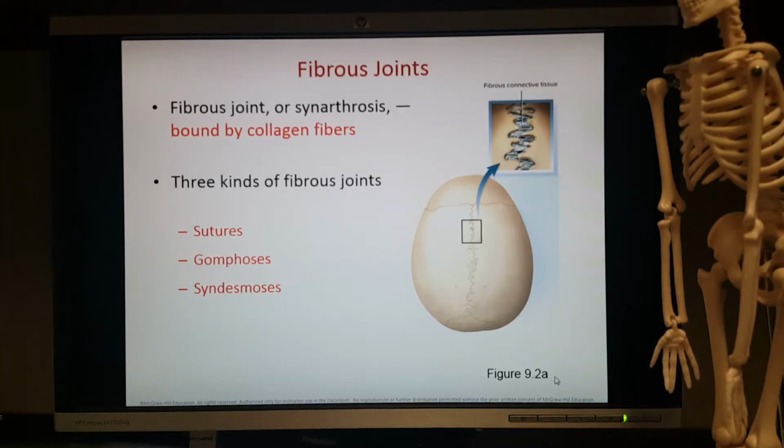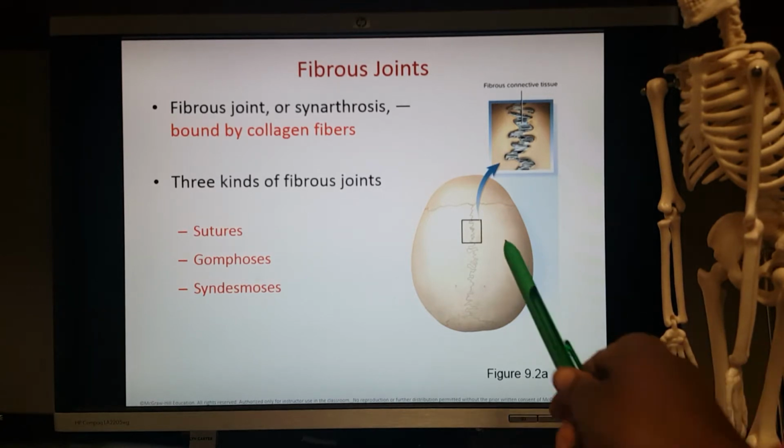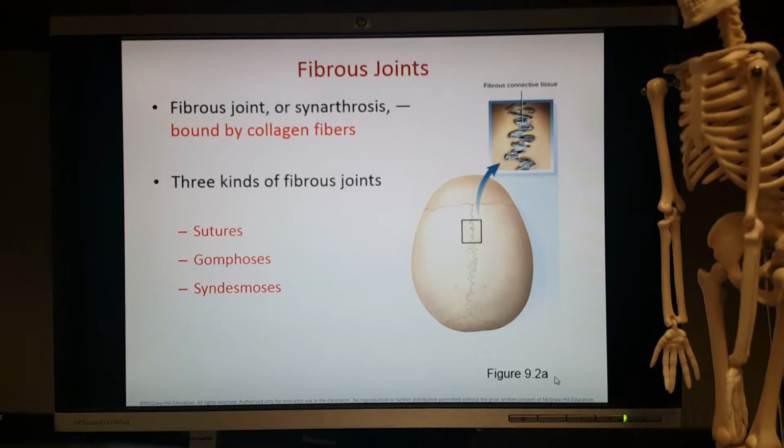Next type of joint is a fibrous joint. So the connector between a fibrous joint is collagen fibers. There's three kinds of fibrous joints. You have your sutures, like the ones that are inside your skull, as well as gomphoses and syndesmoses.